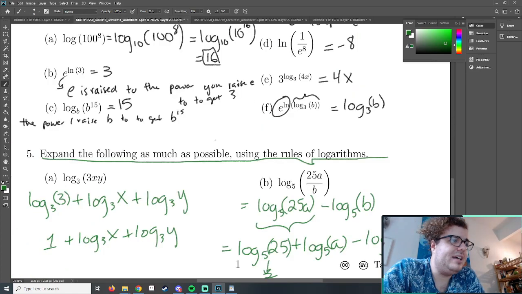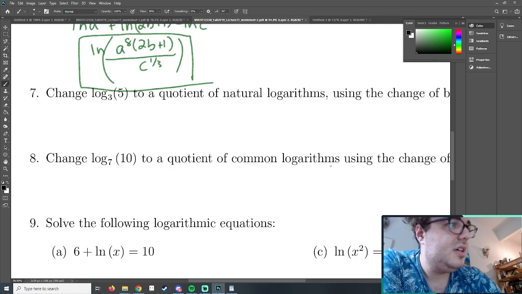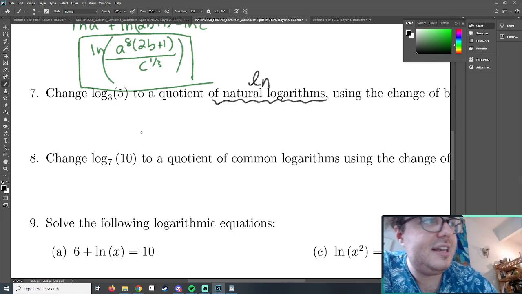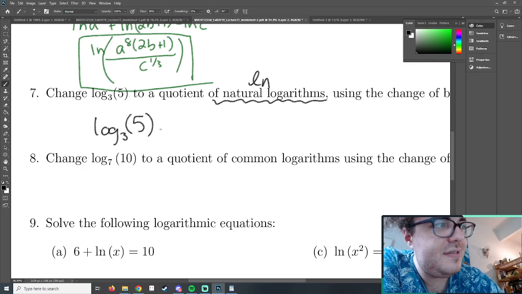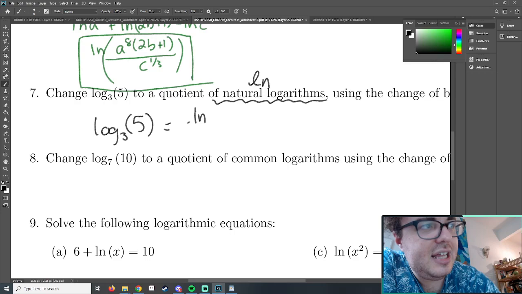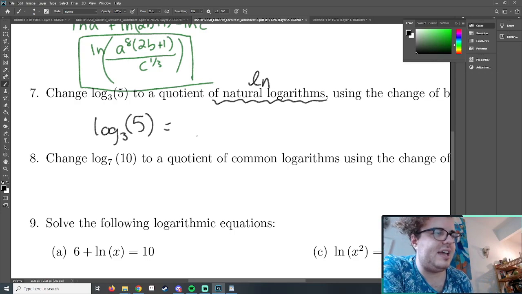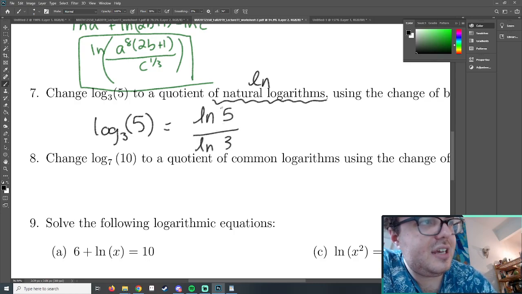Alright, so going back here, that means this expression, they said of natural logarithms, so they're asking us to use ln. So log base 3 of 5 equals ln of 5 over ln of 3. You can write ln like this, but I have a habit of writing it like that, so you can really see it's an L. And again, you don't need the parentheses, but it's nice to have them.